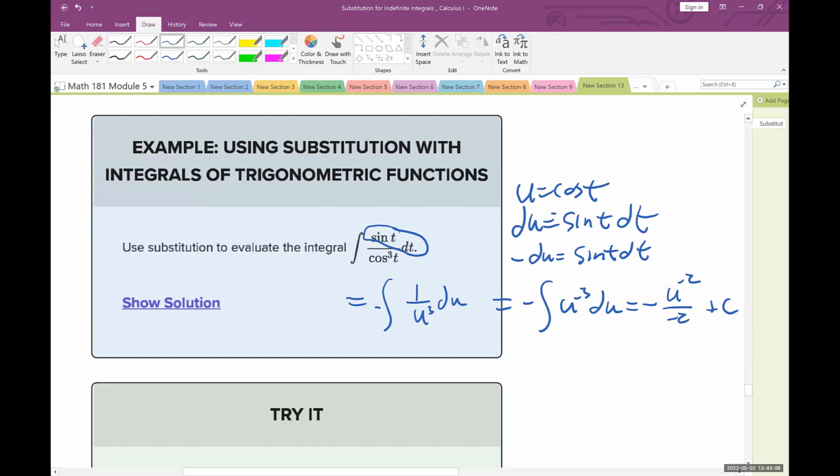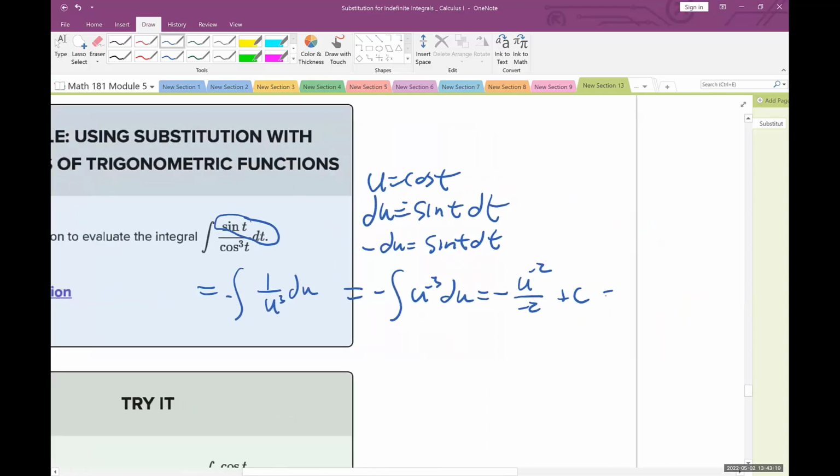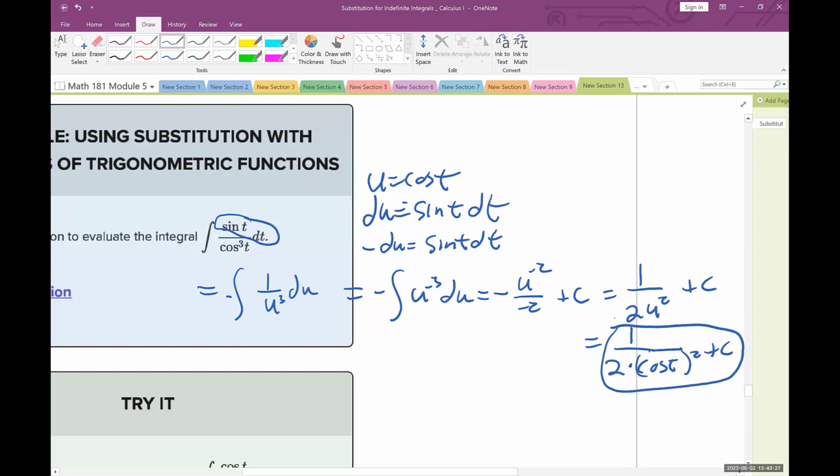And this cleans up a little bit. The negatives cancel. It becomes 1 over 2u squared plus c, which is 1 over 2 times cosine t squared plus c. And that's the answer.